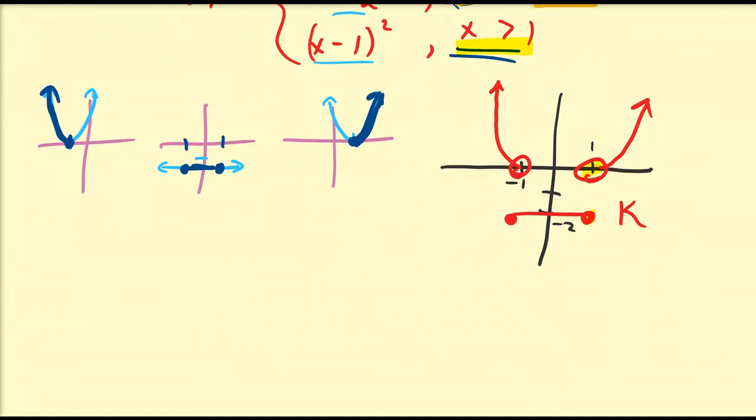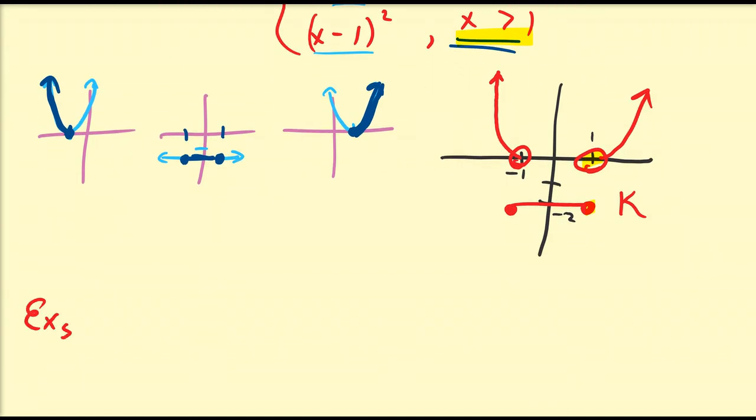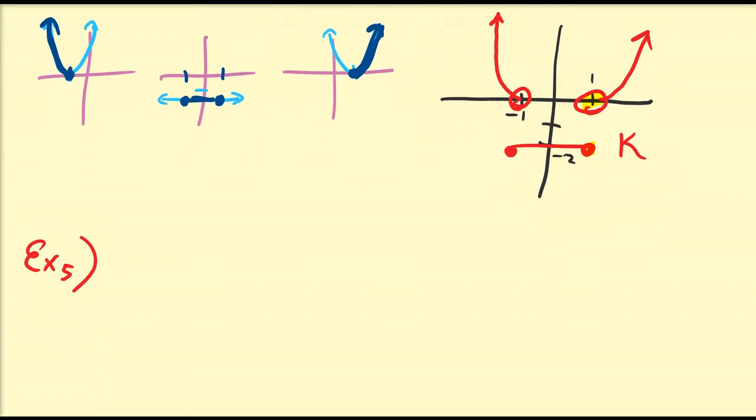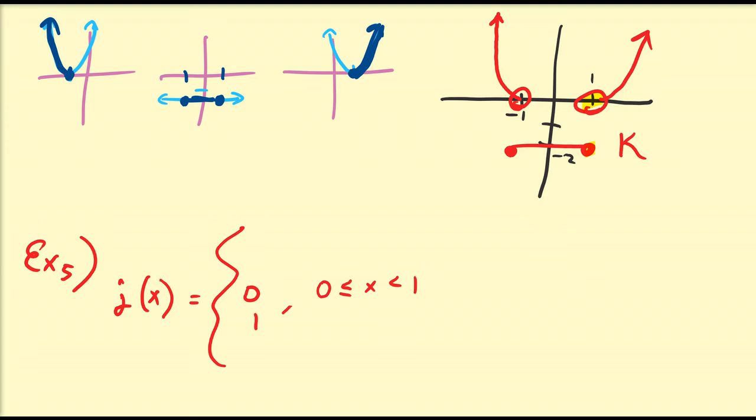So let's do one more example just for practice. And this is going to be a function that has infinitely many pieces. So let's call this function j of x. So I'm going to define j of x in this particular way. I'm going to let it be equal to 0 if x is between 0 and 1, but equal to 0 and less than 1. I'm going to let it be equal to 1 if 1 is less than or equal to x but less than 2.